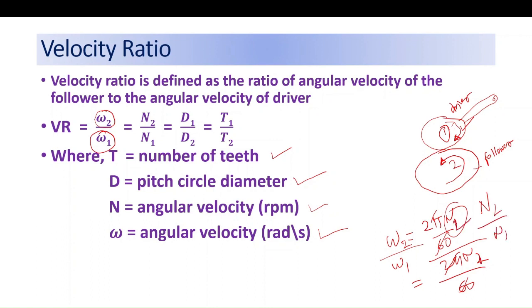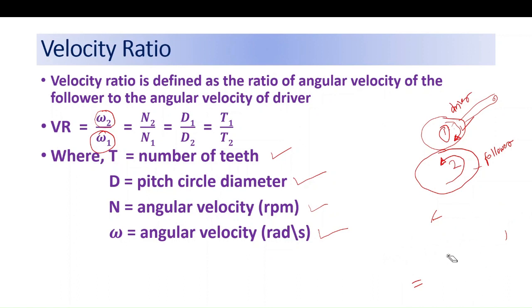By simply getting this formula, you can see how we get n2 by n1. From the same you get d1 by d2 and t1 by t2. So the formula for velocity ratio is omega 2 by omega 1 equals n2 by n1 equals d1 by d2 equals t1 by t2. It is directly proportional to rpm, inversely proportional to teeth and diameter. Remember this formula. Mainly these two are important.